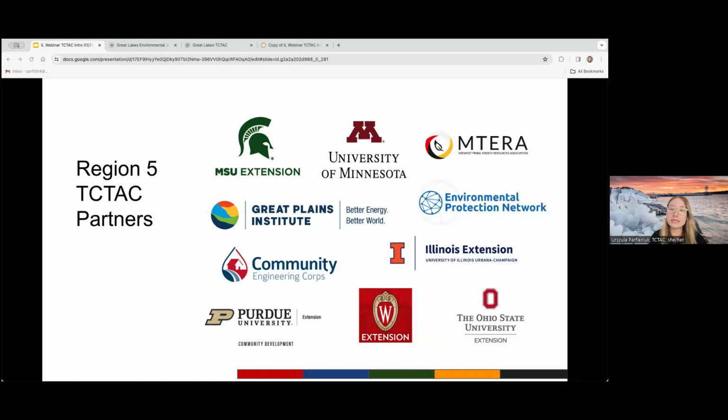This includes the Great Plains Institute, the Midwest Tribal Energy Resource Association, or MTERA, which is leading our tribal energy work, Community Engineering Corps, which you'll hear a little bit about later, which offers pro bono engineering services, and the Environmental Protection Network, or EPN, which you'll also hear from, which has been doing some TA work for a number of years now. And EPN is actually unique in that their network is made up of over 500 former EPA employees. And so they bring an additional expertise to the really complex federal grant applications that are currently available.